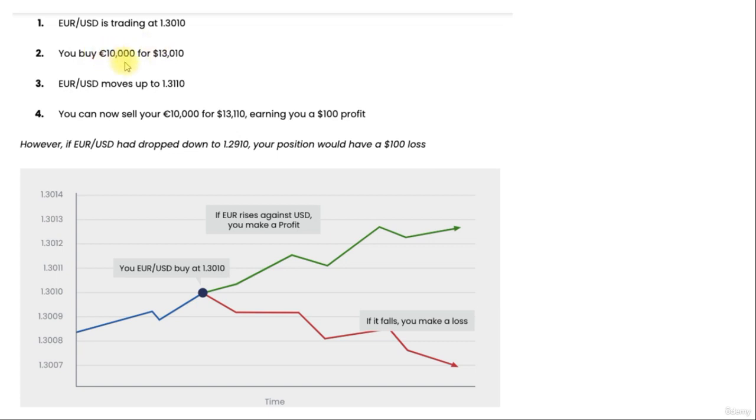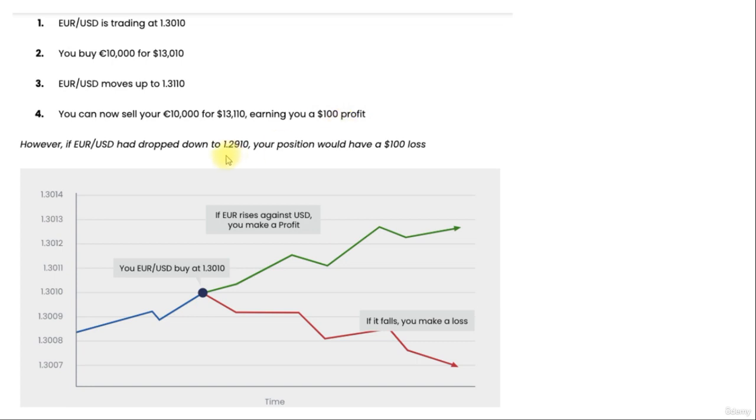You buy 10,000 euros for $13,010, because if you multiply this by 10,000 and move the decimal back four zeros. So essentially you are buying 10,000 euros for $13,010. And if Euro USD moves to 1.3110, then now you can sell your 10,000 euros for $13,110, making $100 profit. To buy 10,000 euros, you paid $13,010, and now you are selling the same 10,000 euros for $13,110. So that means the dollar has weakened against the euro, and now you have $100 of profit.